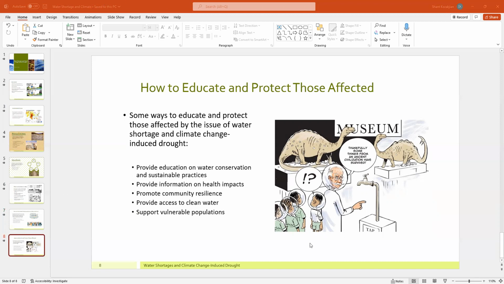I do apologize I had to do it this way. When I clicked play, it would not load into the actual Zoom.